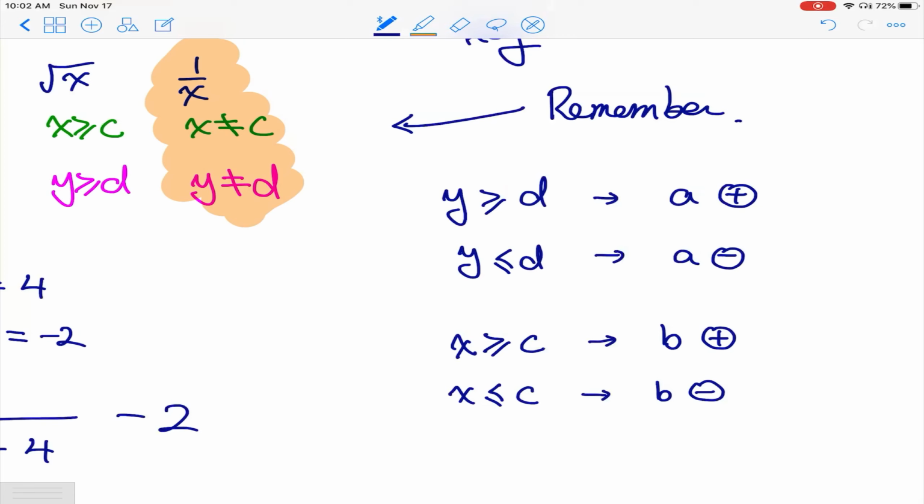Hopefully this clears up a bit of dealing with domain and range with the transformations.